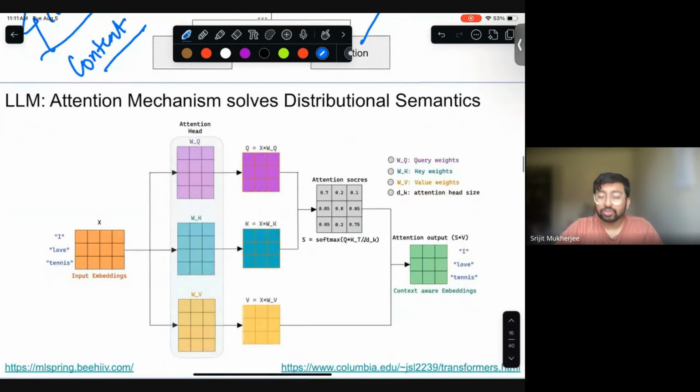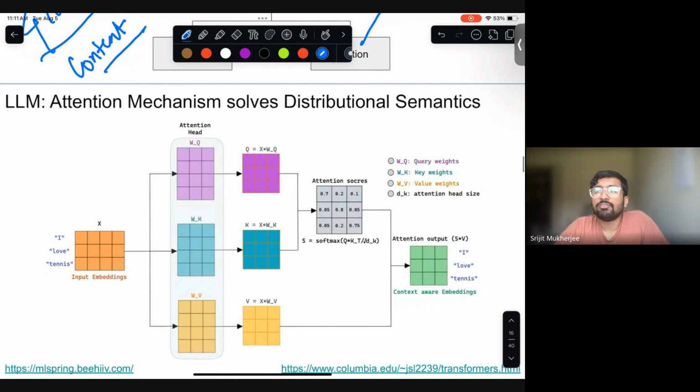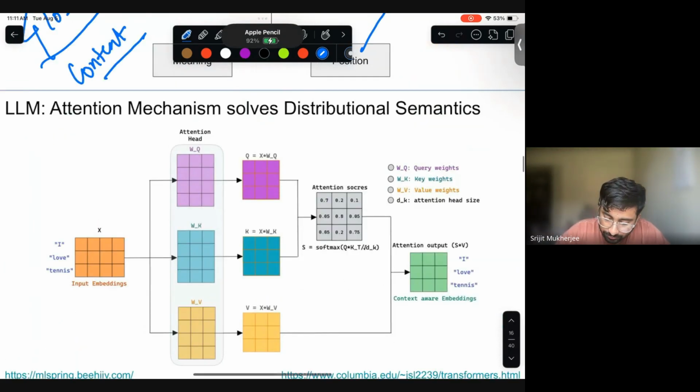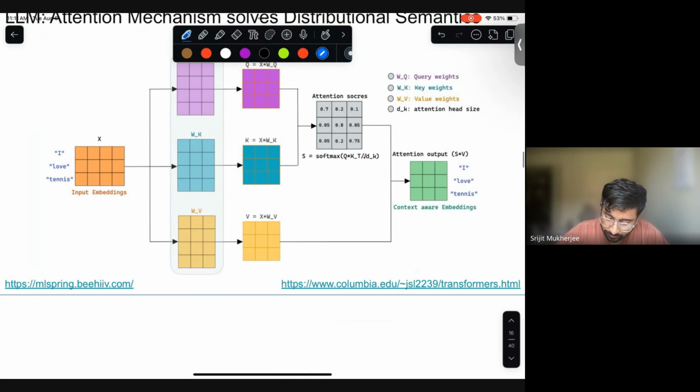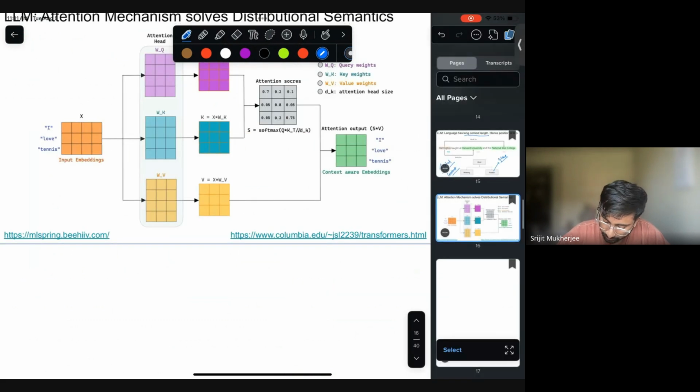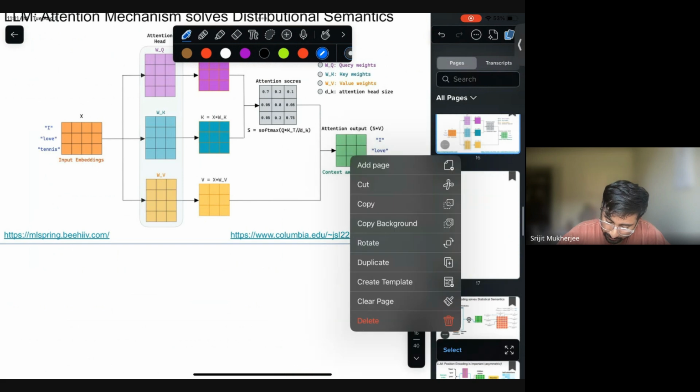Okay. So now we will take a bit of our time to understand how attention actually solves this aspect, and this will take some time. So let's understand. Let's actually duplicate this page.